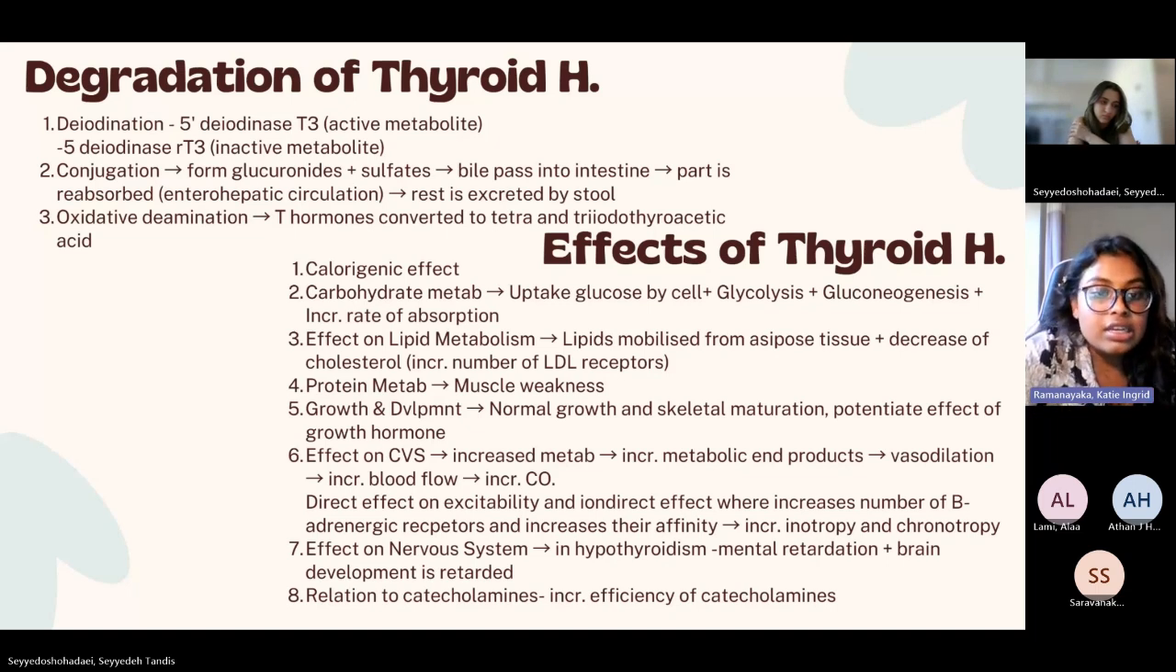Then you have the effect on the nervous system, where the exact effect is not given to us, but if there's hypothyroidism, it causes cretinism, which is like brain retardation. Then in relation to catecholamines, it increases the efficiency of catecholamines. Like I said, the permissive effect. Next slide, please, Tandis.